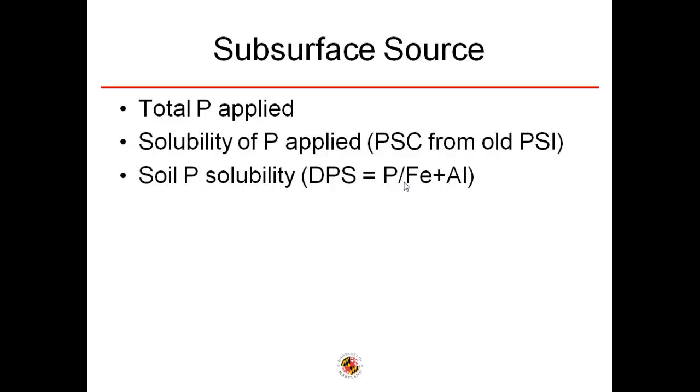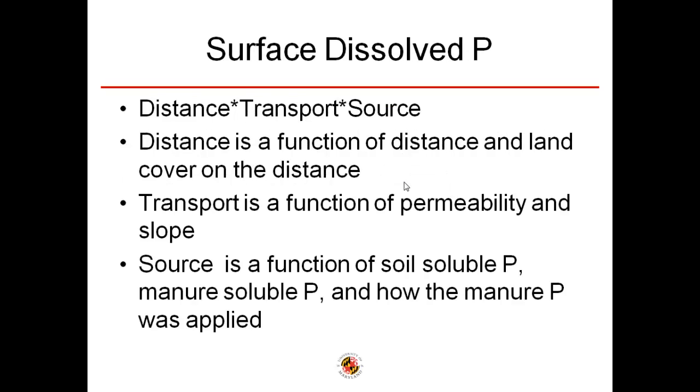So even if the lab won't do the calculation for you, you can plug your numbers into that equation and come up with DPS on your own. It's relatively simple math. And so it's a more fair way of site-specific assessment of risk. Instead of just using soil test P of 900, a field with high iron and aluminum is not the same as 900 on one with low iron and aluminum. And so we're trying to give credit to people who naturally just have higher retention in their soils. Moving on to surface dissolved P.